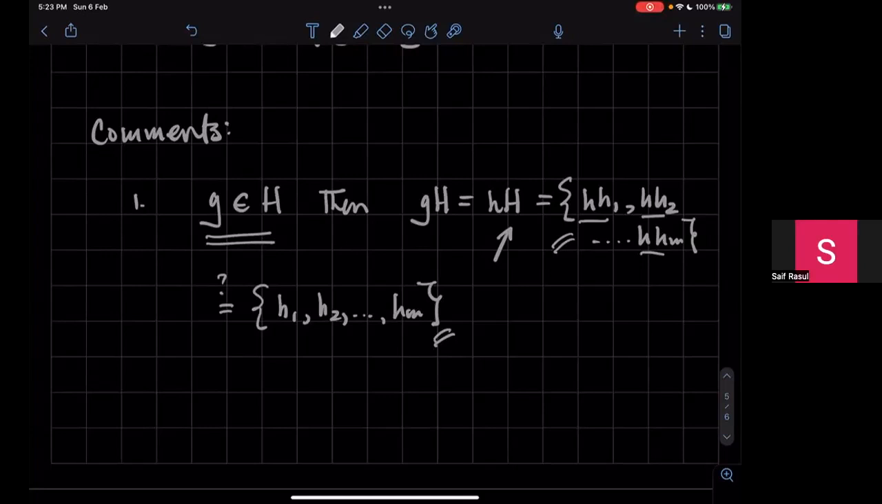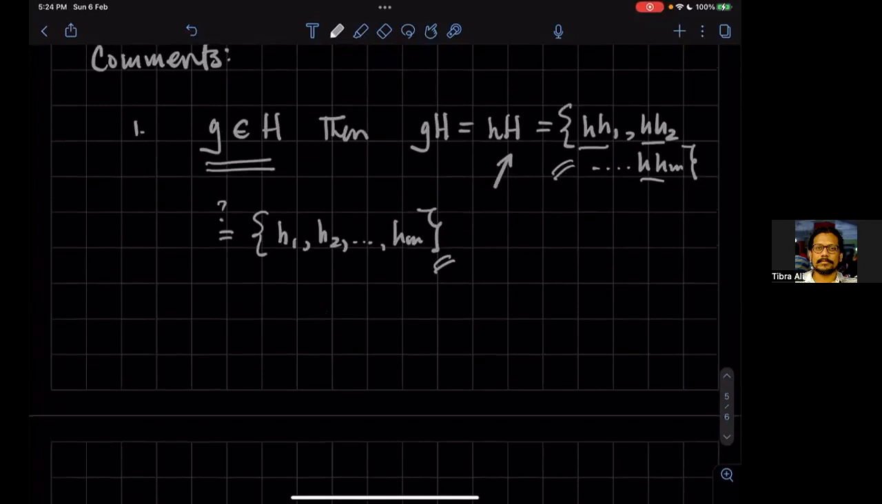How do we know that we'll get all the elements of H back, the entire set? Yeah, that's a very interesting question. Saif, I would like you to try it out. It's actually not very difficult to show. I came up with that problem when I was doing Lagrange's theorem. That's why I asked. Oh, yeah, sure.